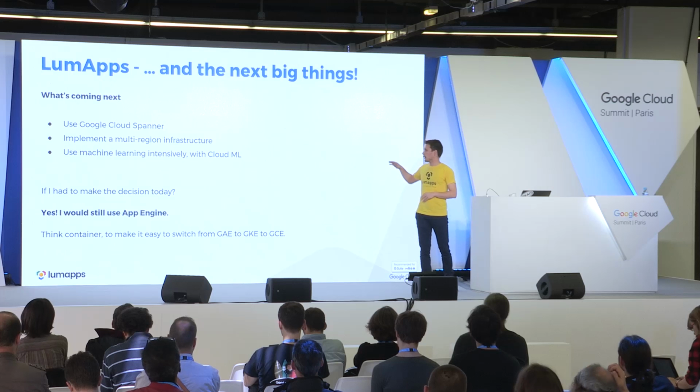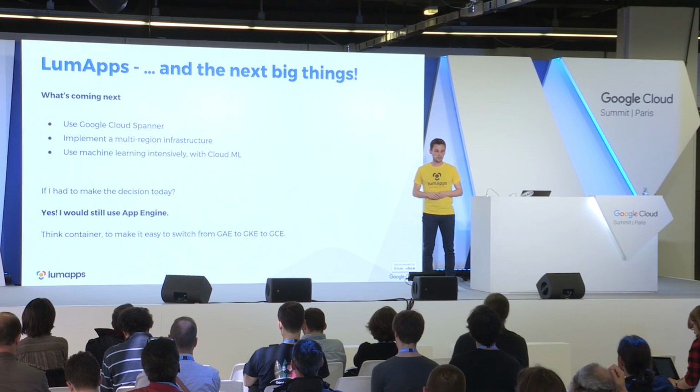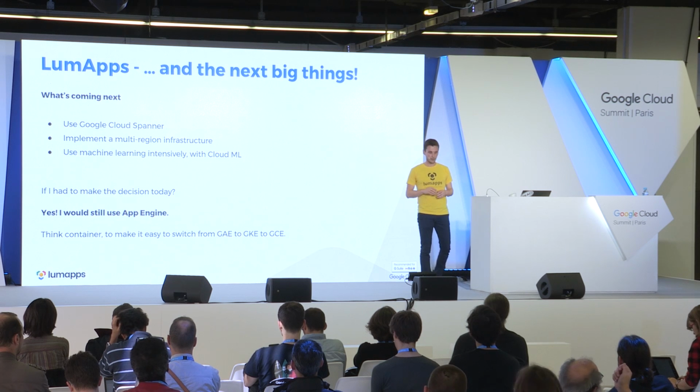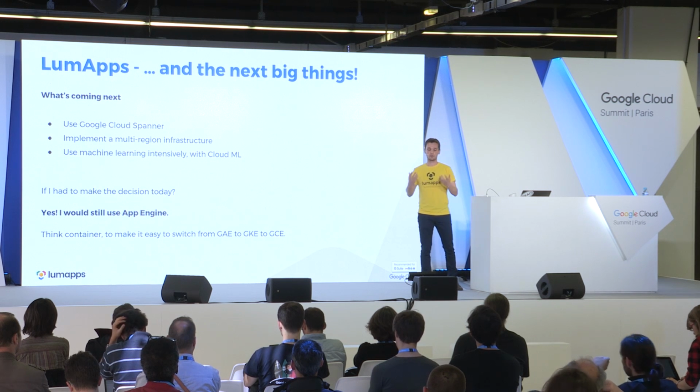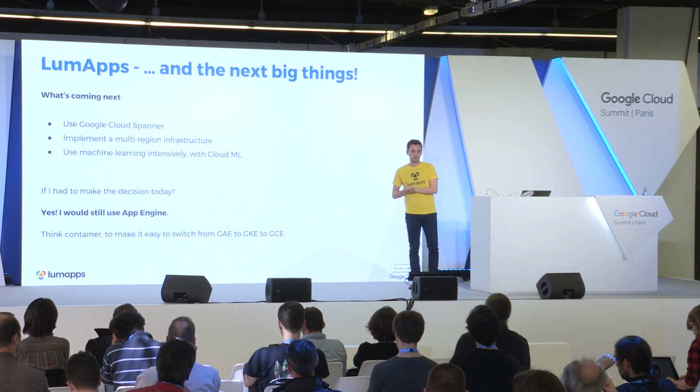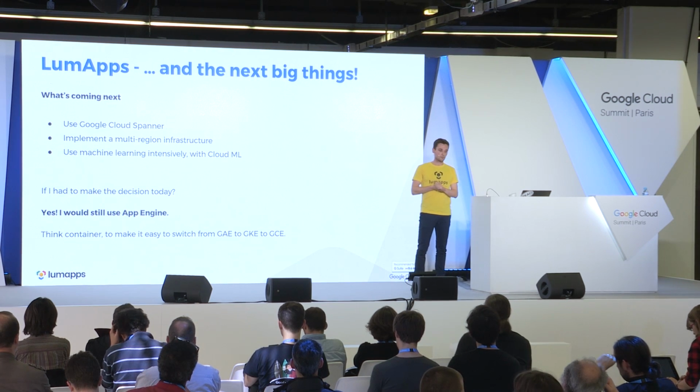And finally, our dream at LumApps is to build a personal assistant for employees, and to be proactive, to serve the right information to the right people at the right time. And to do that, we've started implementing machine learning algorithms, and we want to intensify the usage and build on top of Cloud ML to scale our models and refine our data.